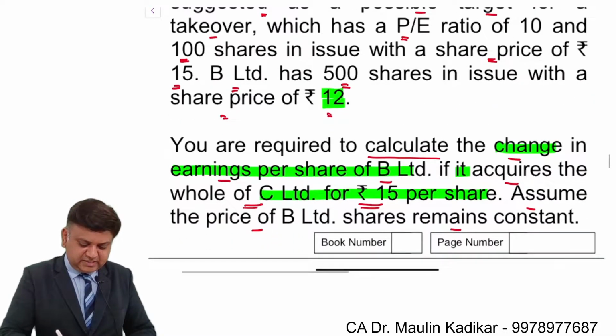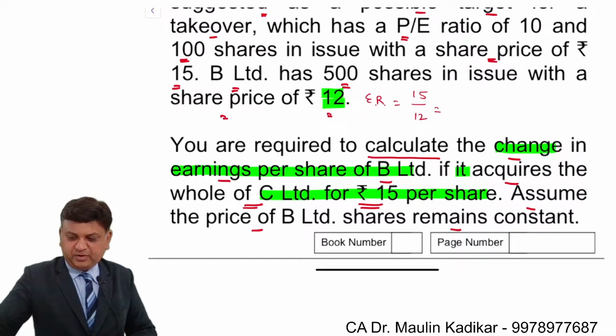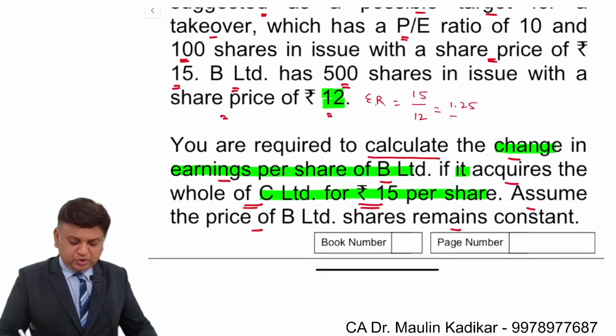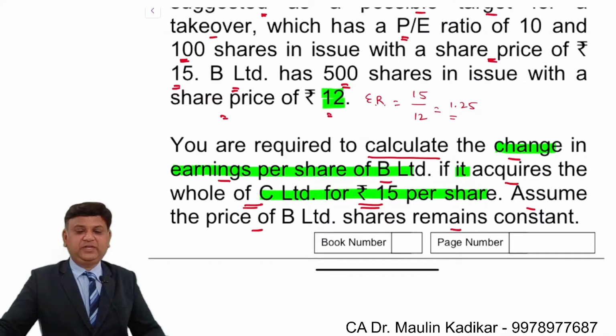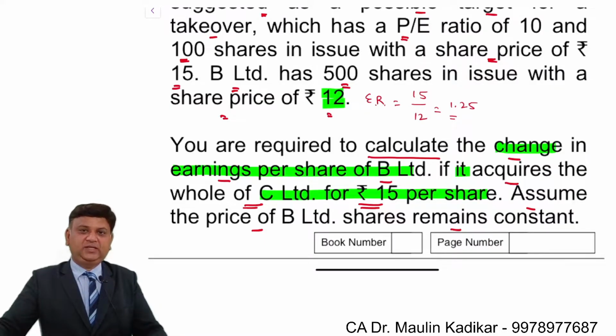So we can say that the exchange ratio is provided to us indirectly as market price of C upon market price of B. So use a calculator. 15 upon 12 comes to 1.25. So using the exchange ratio 1.25, we are required to calculate the answer. I request all of you to make the calculation of the answer and put your answer in the chat box.